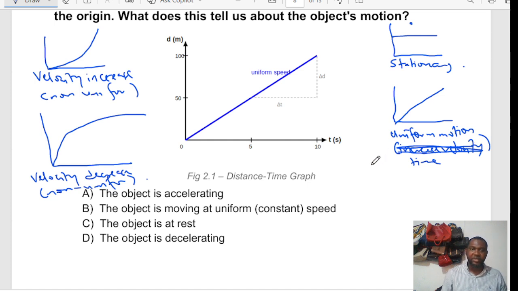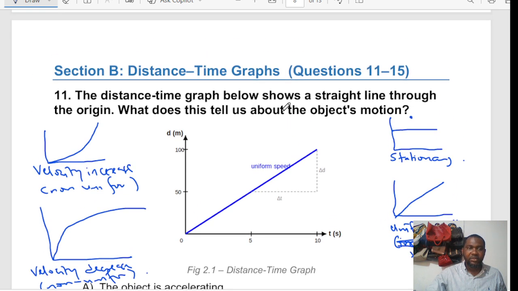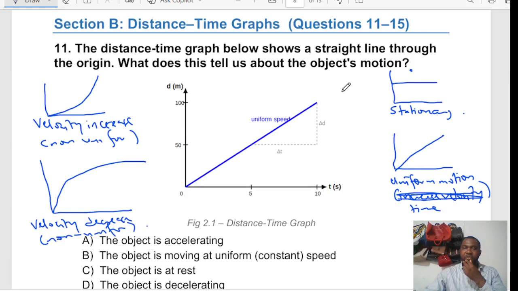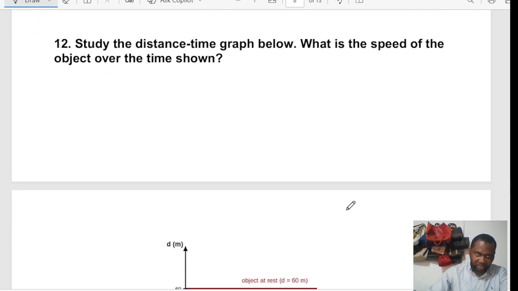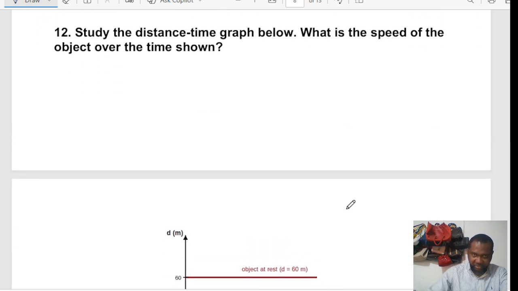Or uniform speed. Now the first question says the distance time graph below shows a straight line through the origin. What does this tell us about the object's motion? You can see the straight line here. It means that the speed is uniform. That means the object is not accelerating. Kindly note that the object is not accelerating. So the answer to this question is B. The object is moving at a uniform constant speed. Don't forget that.